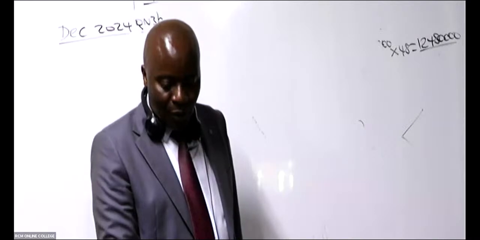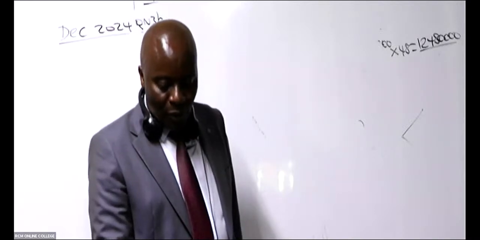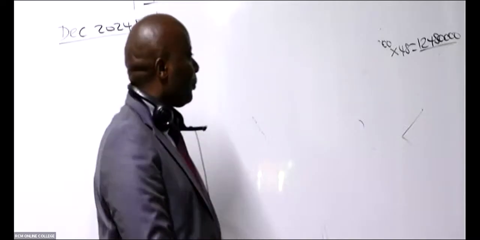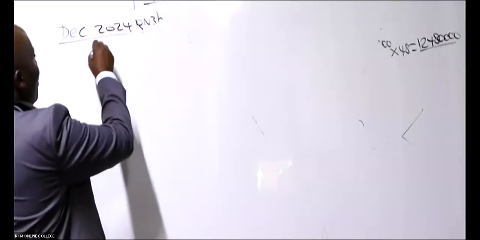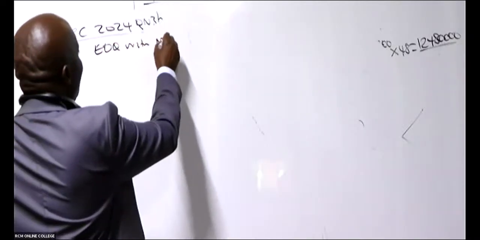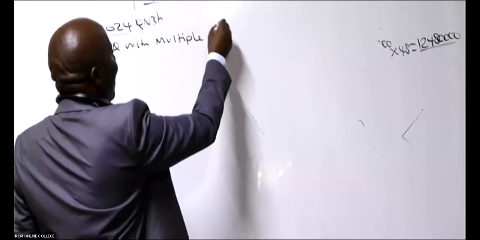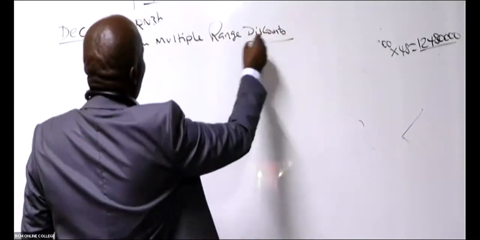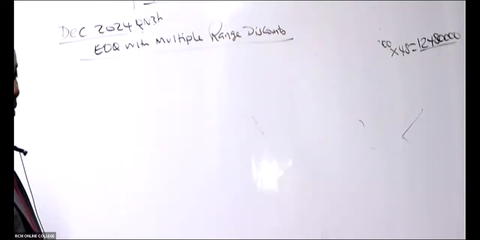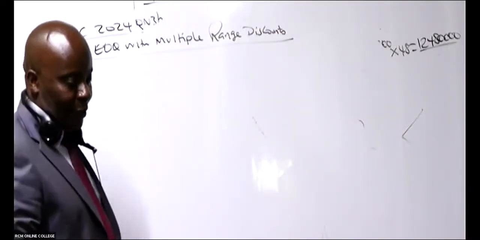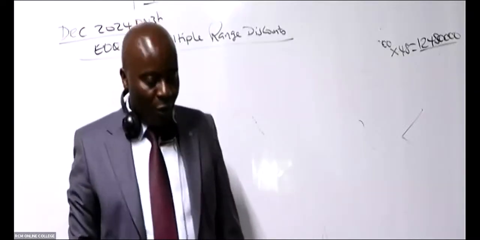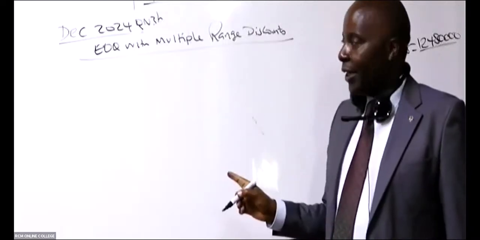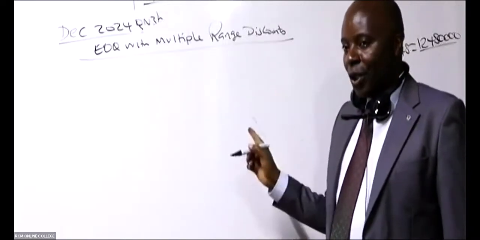So I want us to straight away go to EOQ with multiple range discounts. Very, very important before we look at something different. EOQ stands for economic order quantity with multiple range discounts.